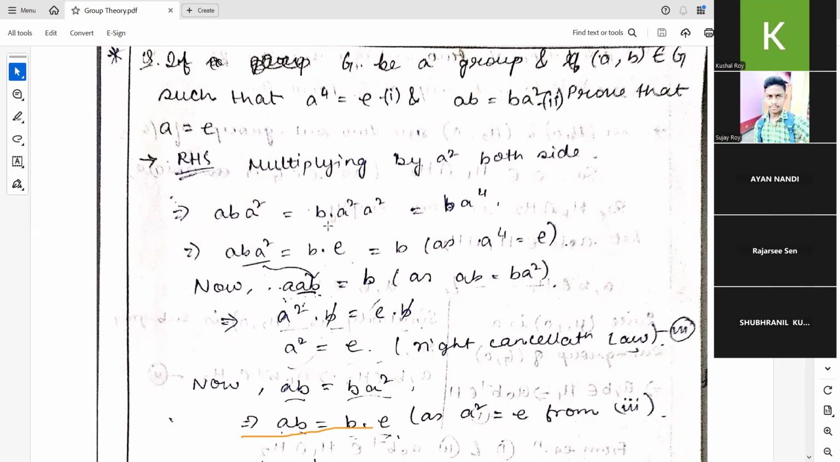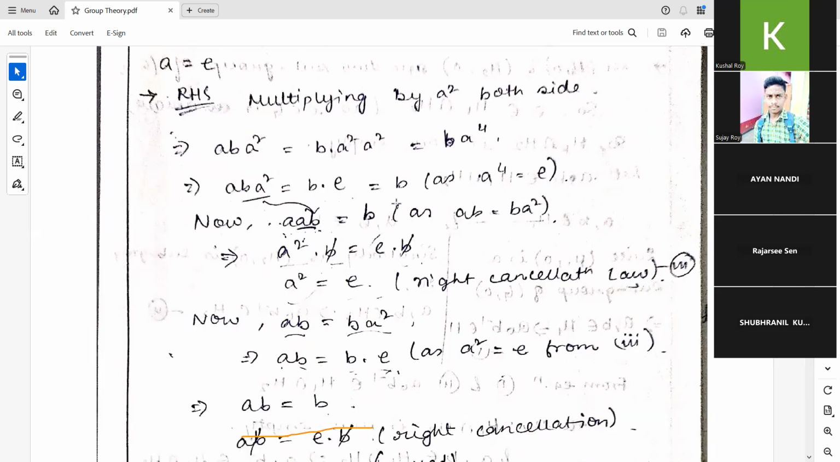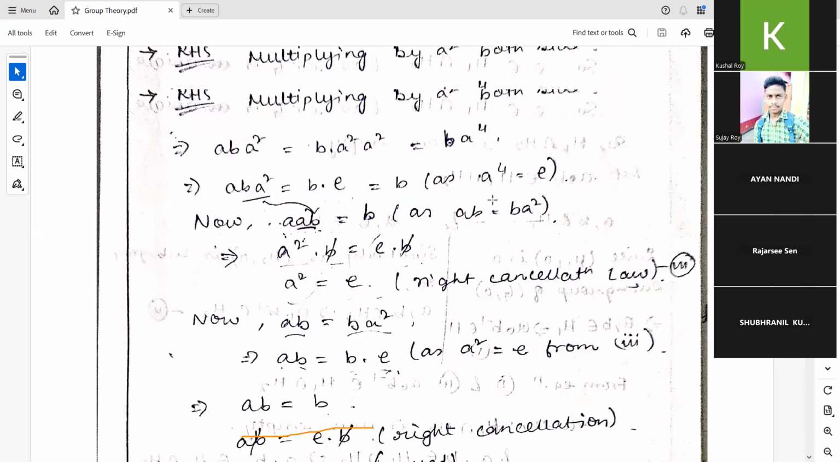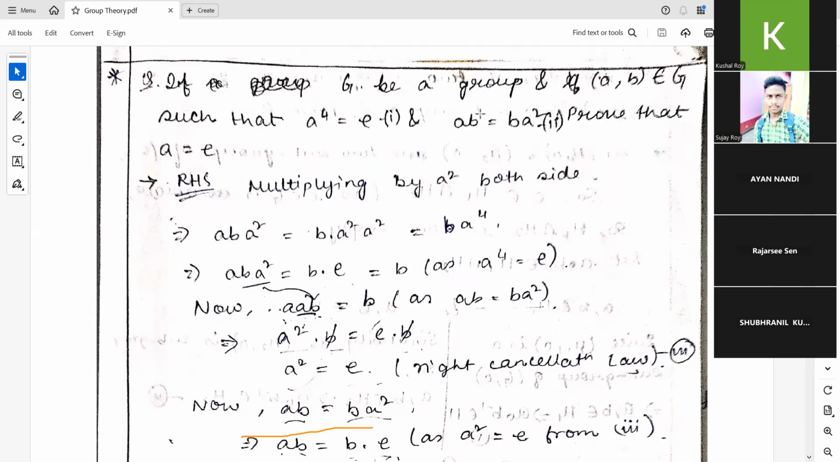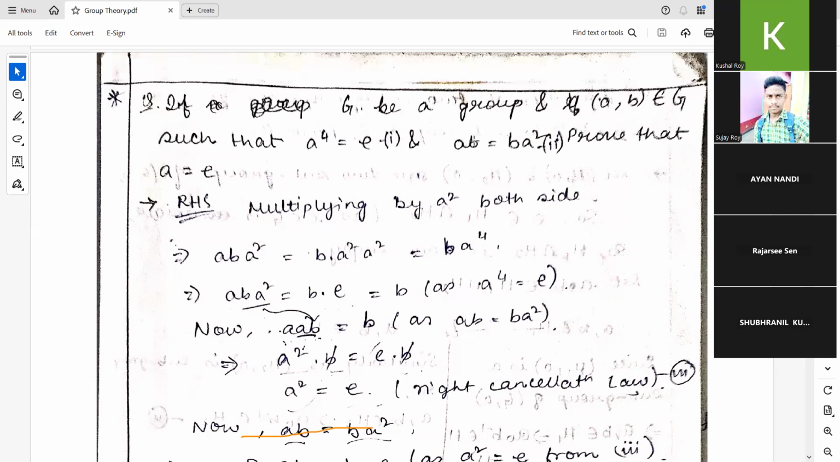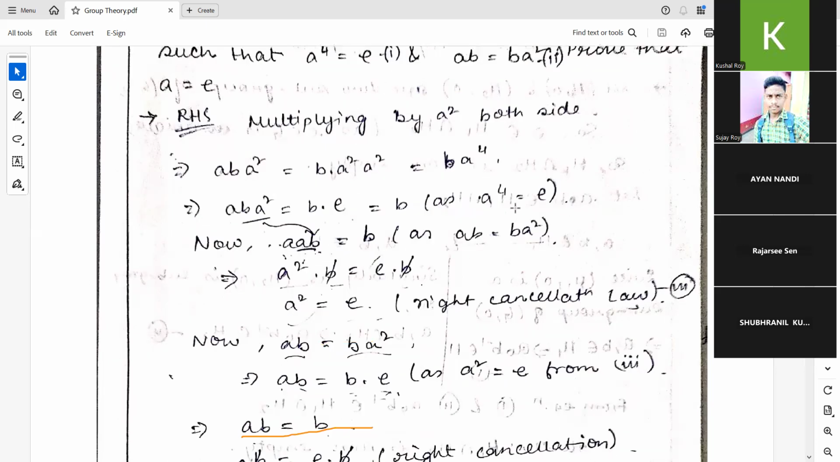So a b a square is b a square a square. That means b a to the power 4. Now a to the power 4 is given as identity. So that means it must be b. So a b a square must be b. Now ab is b a square. It is given. So in place of b a square, we have to put ab.